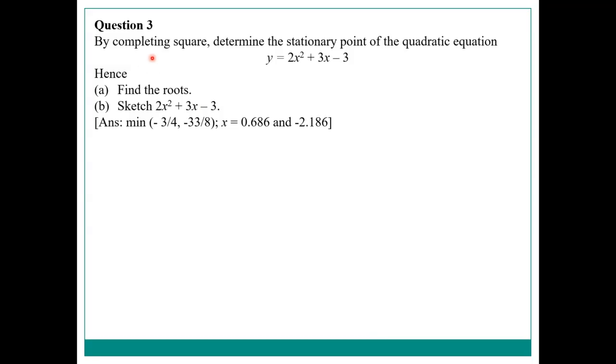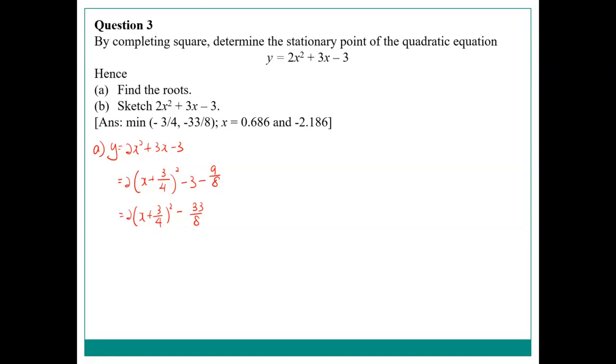All right, let's try one last question. By using completing square, determine the stationary point. The same, you want to write this into completing square form. So the first one, y equals 2x squared plus 3x minus 3. So I have 2 times (x plus 3 over 4) squared minus 3 minus b squared over 4a. Give me 1 minute to calculate this. So I got negative 33 over 8. I hope you are already familiar with how I get this. If you are still not sure, please refer to my previous video.